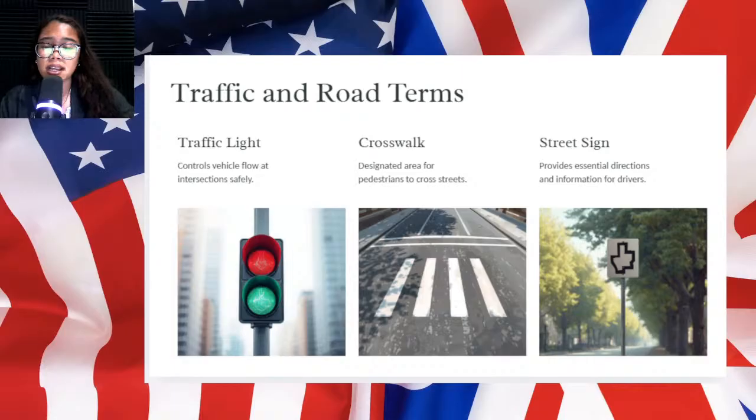Now, information signs. These are often green or blue. They give you directions. They tell you how many miles it is to the next city or where to find a hospital or a gas station. Okay? That is information signs.